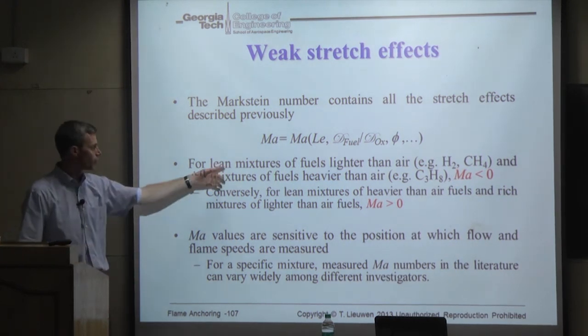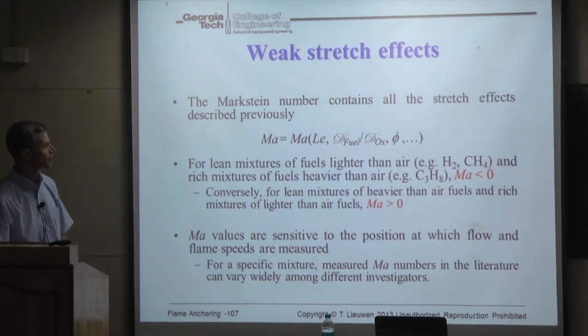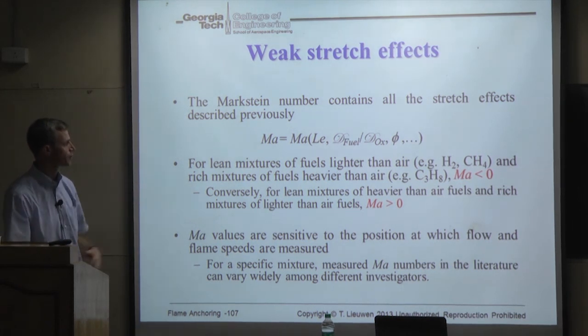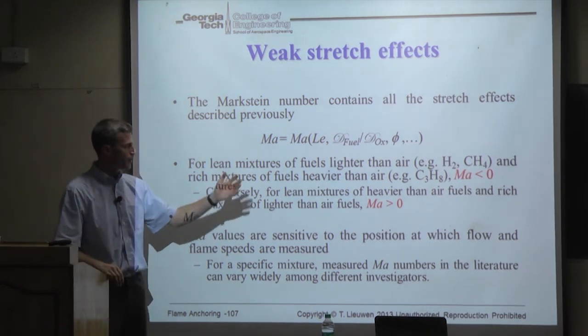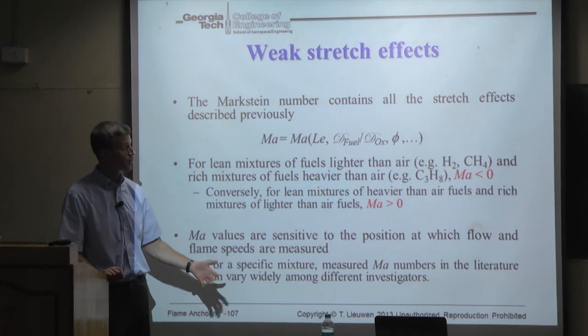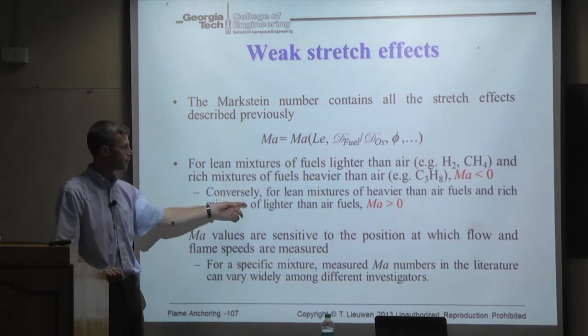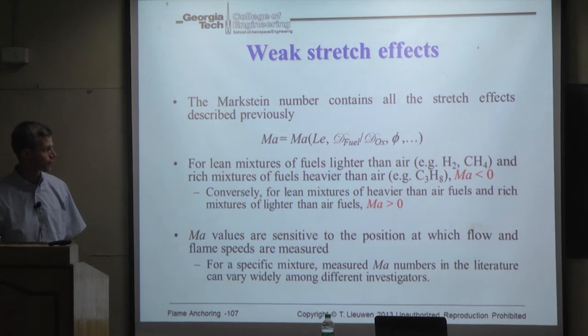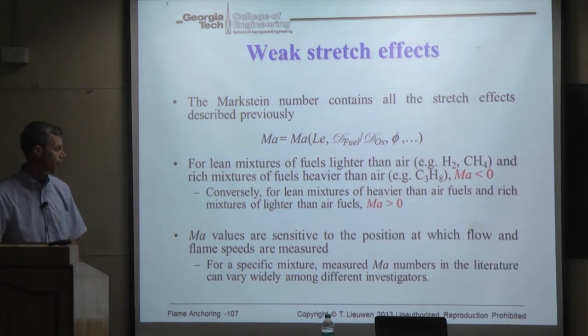And so, for example, if you have a lean mixture of a fuel that's lighter than air, like hydrogen or methane, or if you have a rich mixture of fuels that are heavier than air, that would be a flame where the Markstein number is negative. And conversely, if you had the opposite, those are flames where the Markstein number is positive.